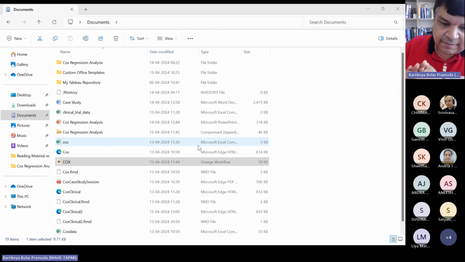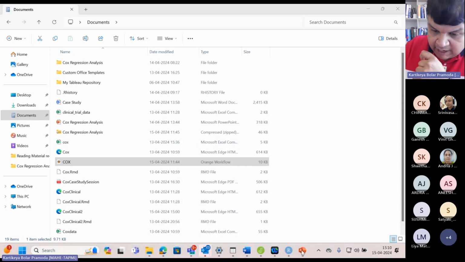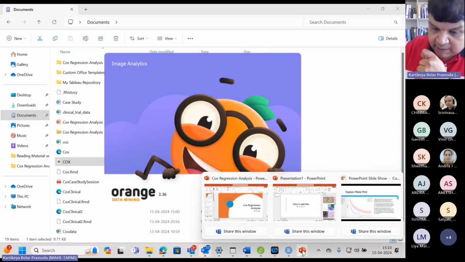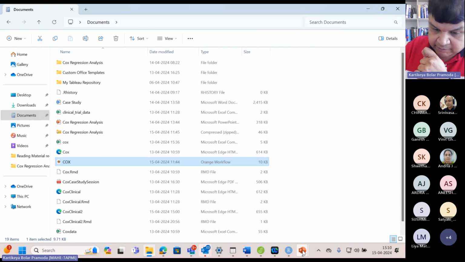So there are various software packages through which you can run this Cox regression analysis. The main idea is what to analyze, or what type of output you have to look at.